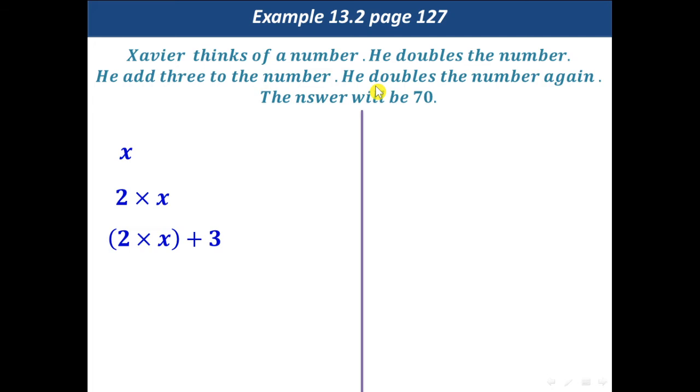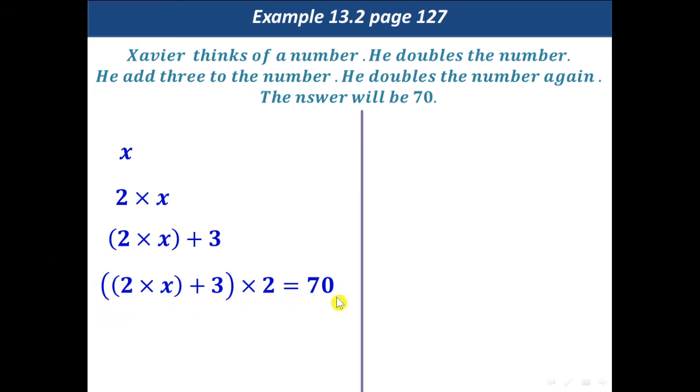He doubles the number again. He doubles the whole result, what I have reached now. He doubles all of that again. Not only the X, not only the 2 times X, not only the 2 times X plus 3, no, the 2 times X plus 3, all of that he doubles again. Okay, and all of that will be equal to 70. So how much is the value of X then? What is the value of the number that X here is thinking about?